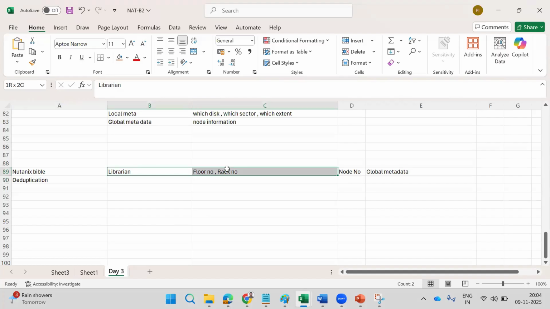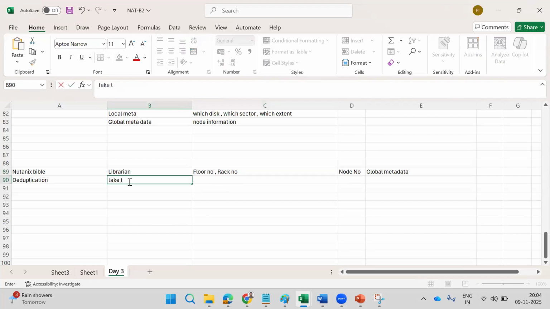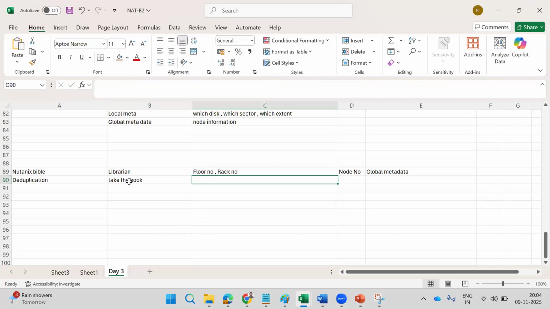I want to read about deduplication. The librarian will not be able to help you. He can't say, go to this floor number, this rack number, this page number. He can only give you the floor number and rack number. Once you go to the floor and rack, you take the book. Now you refer to the local index to check the page number. Yes or no? Yes.